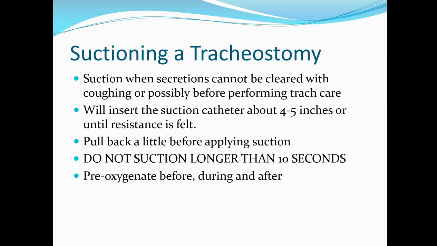Suctioning of a tracheostomy. Again, suctioning should be done when secretions cannot be cleared with coughing, or possibly before performing trach care. This is a good time to do it. Kind of the same concept as we already talked about with the NT suctioning. So you'll insert the suction catheter about 4 to 5 inches or until resistance is felt. Pull back a little before applying suction, and do not suction longer than 10 seconds. Pre-oxygenate before, during, and after if you're able to, if it's indicated.